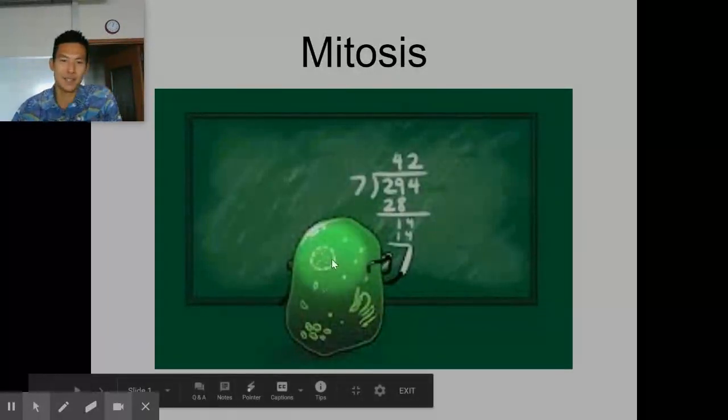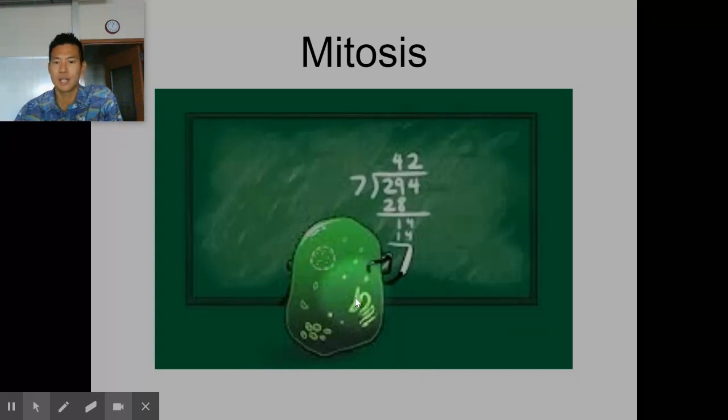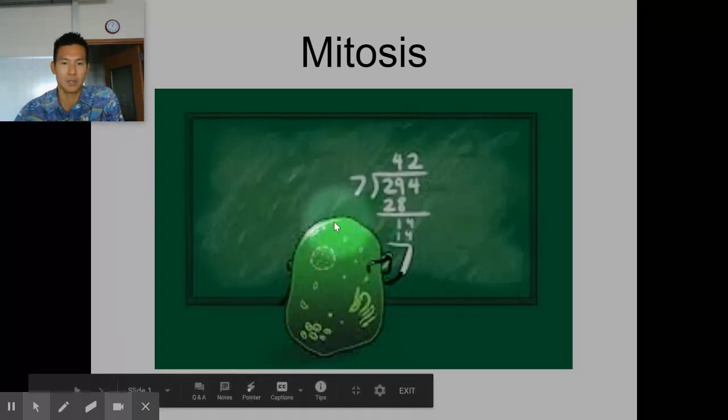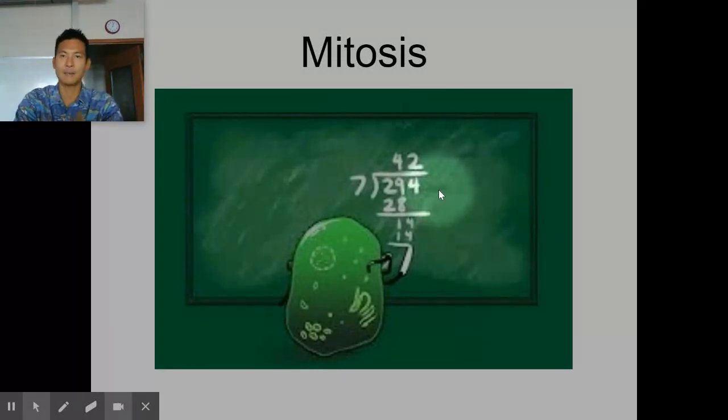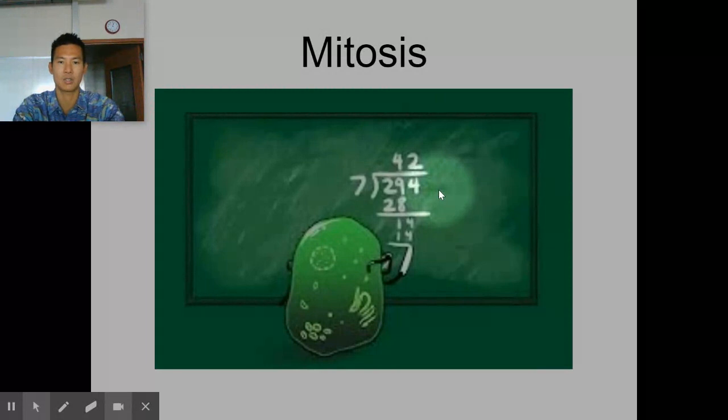Okay, this right here, you've got a nucleus right here, some cell organelles. So this is obviously a cell, and what's it doing? It's doing math. What kind of math? All right, it's doing division. So that's basically your answer to what mitosis is. It's cell division. Start off with one cell, and you end up with two identical cells.